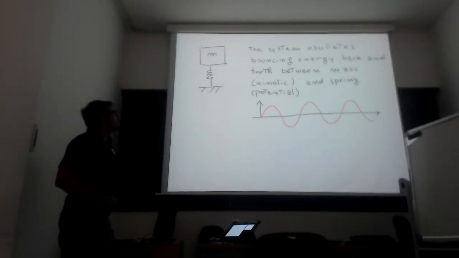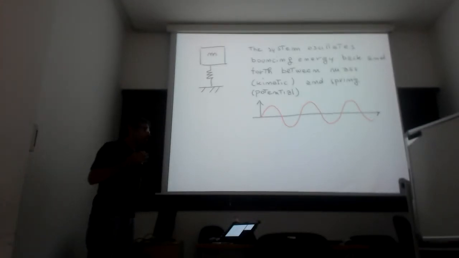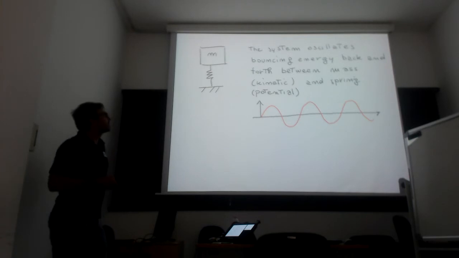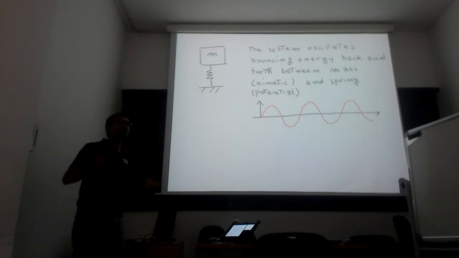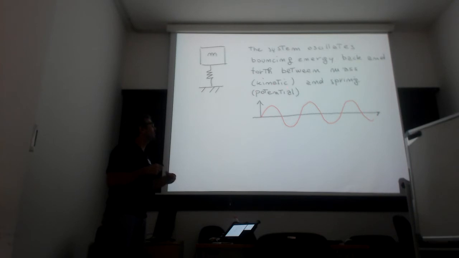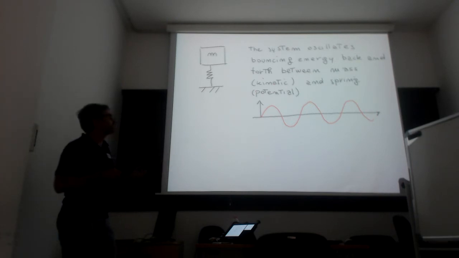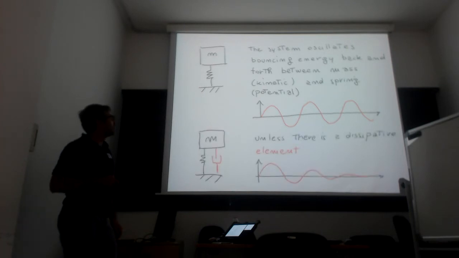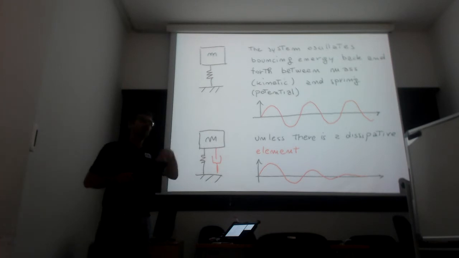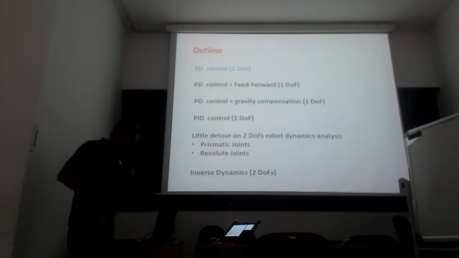So the damping, in essence, slows down the oscillatory response. The idea is that whenever you don't have any damping, the system oscillates forever, bouncing back the energy from the mass, transforming the kinetic energy into potential energy of the spring, and then releasing it back into kinetic energy again. While if you have a damper, it is a dissipative element, and with time it will slow down.